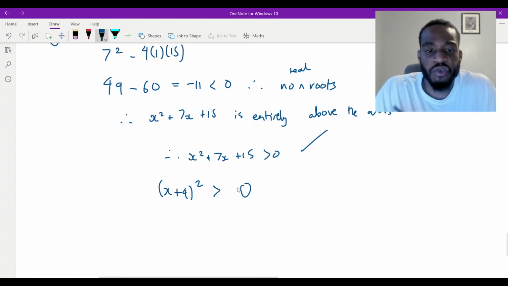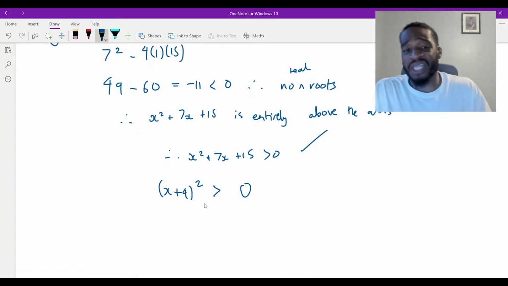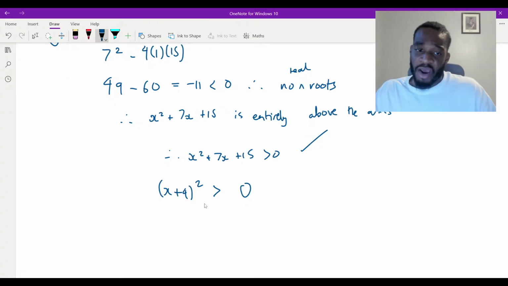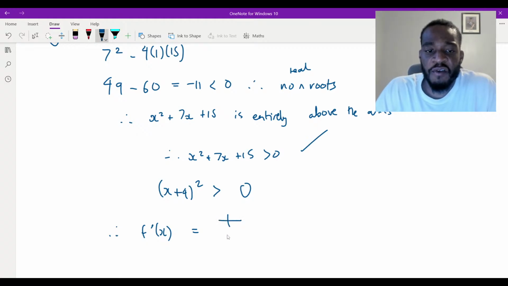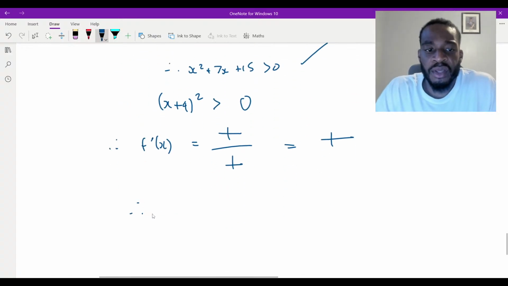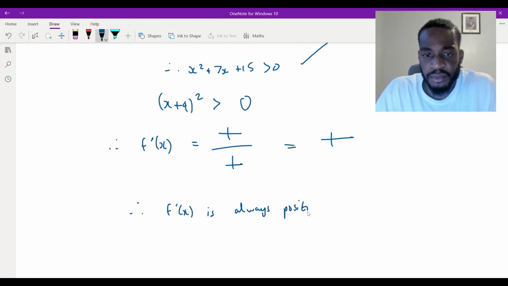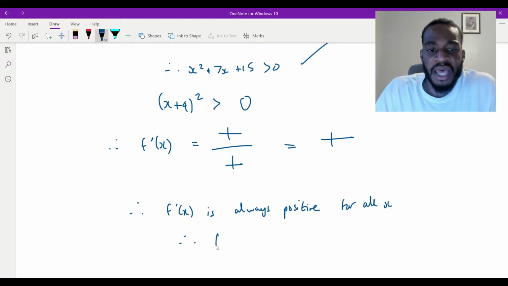X plus 4 all squared is greater than 0. It's not even greater than or equal to, because x is never equal to minus 4 from the domain, right? That's not part of the domain. So therefore, what we've said is that f dash of x is equal to the numerator, which is positive, over the denominator, which is positive, which is overall positive, right? So what we could say is f dash of x is always positive for all x. And so that would mean that f is increasing.